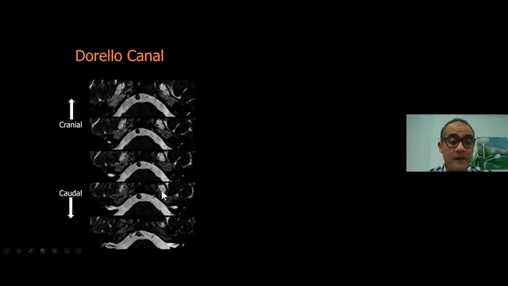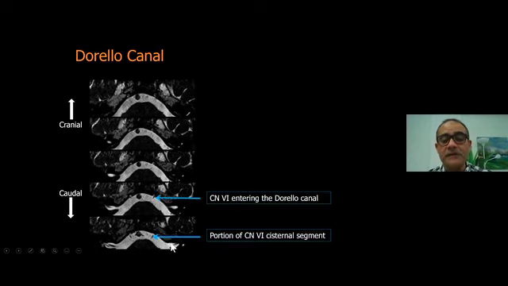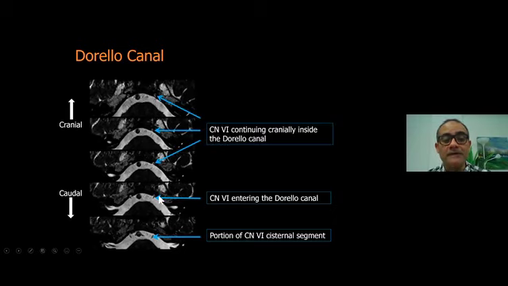But the more practical thing is to go cut by cut, section by section in a CISS sequence like this one, so we can see the nerve here in the prepontine cistern, a very small, tiny structure, and then it enters the Dorello canal. We can follow the course of the nerve cranially in the prepontine cistern until it gets into the Dorello canal here.